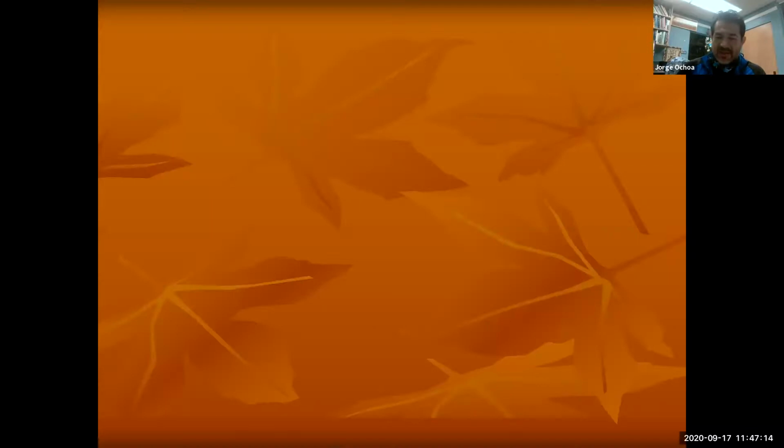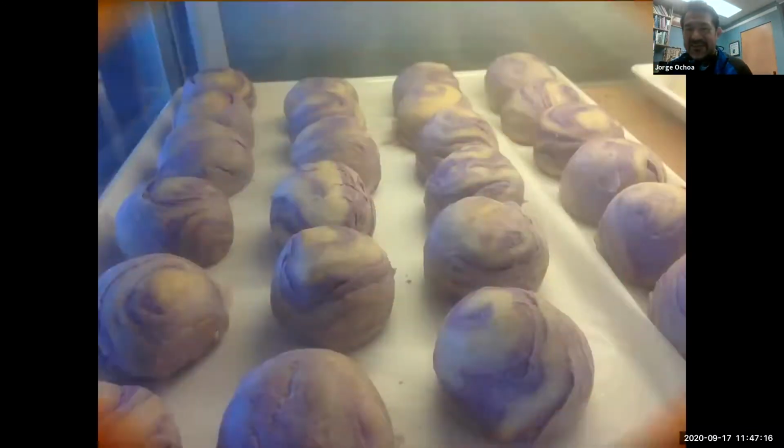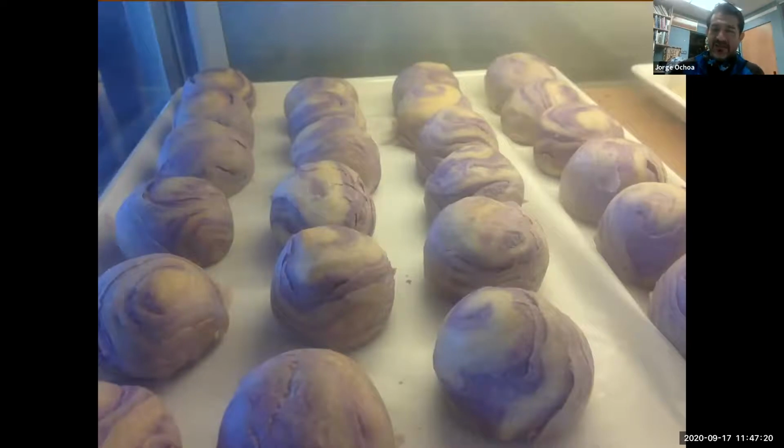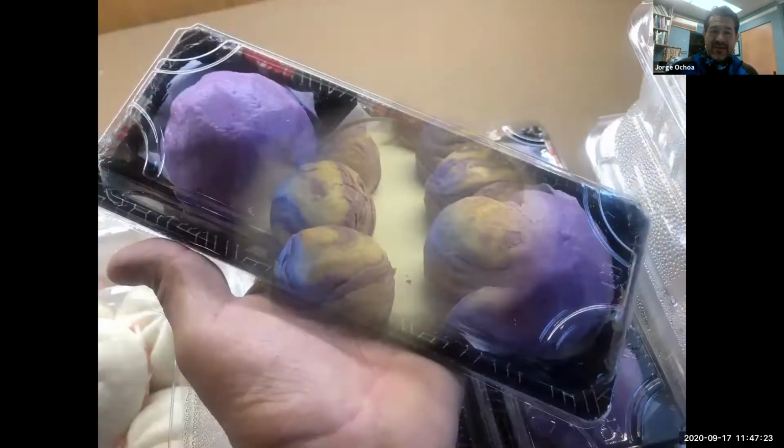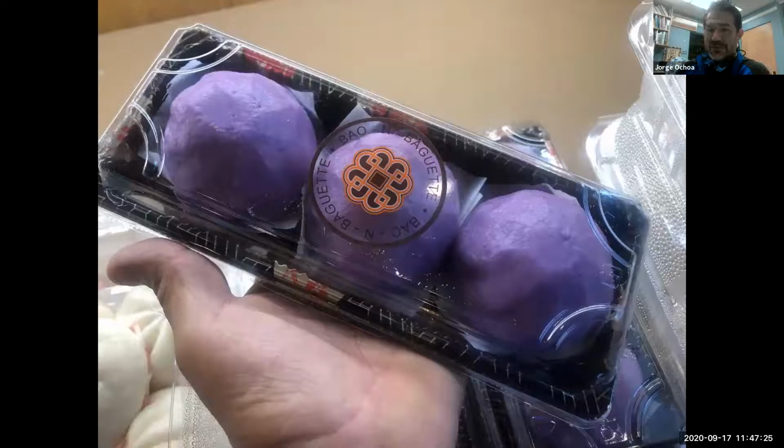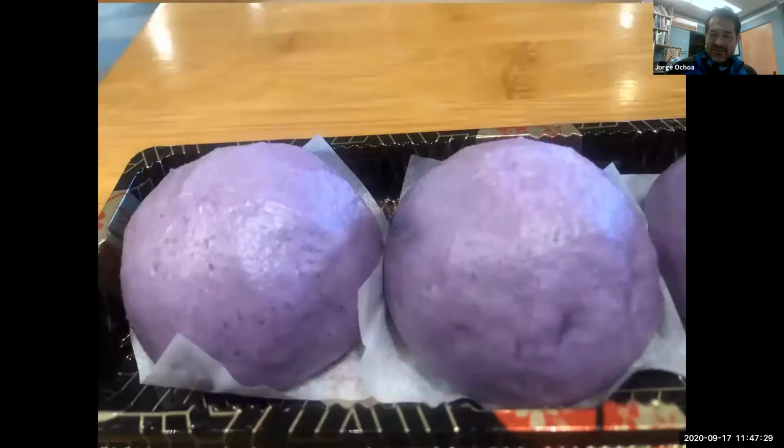So taro pudding, if you've never had it, you should try it because it is very good. And then we have taro bread, very good, especially if you have some coffee. And there's some taro mochi-like bread as well. So many products that are being made with taro.